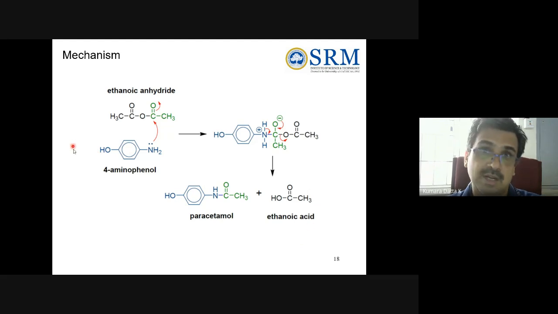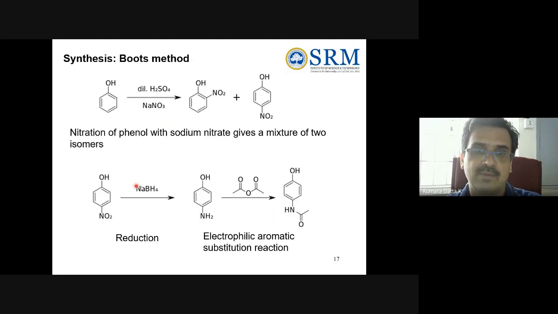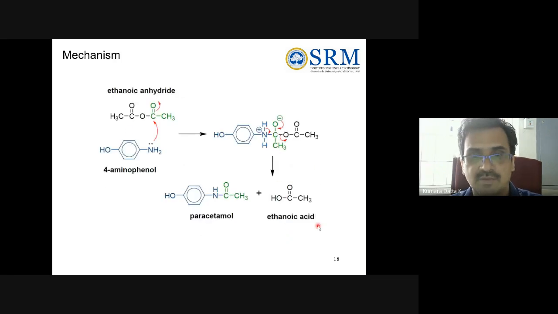So what are you supposed to write in the exam? If you write aminophenol, or even these complete steps, to get acetaminophen, that is more than sufficient. Or if you mix this, we get paracetamol and acetic acid, that is also fine.